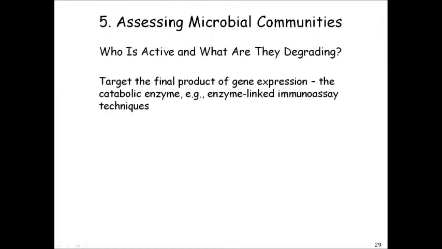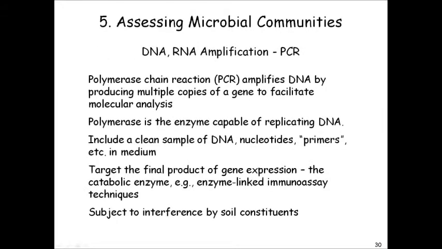So again, what we'd like to do is target the final product of gene expression, the catabolic enzyme, the enzyme that's going to do that degradation. So we could use enzyme-linked immunoassay techniques that have been developed in other areas of biology and are now coming into the environmental field. Again, the analysis is not easy. How does that analysis normally get done? It gets done by this technique called PCR, polymerase chain reaction. What they do is they amplify the DNA by producing multiple copies of a gene. So this polymerase is capable of replicating DNA. So they can get enough of it so that they can count it.